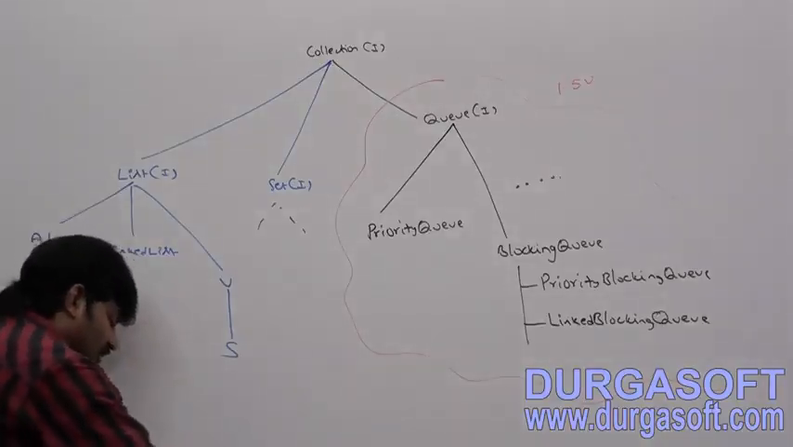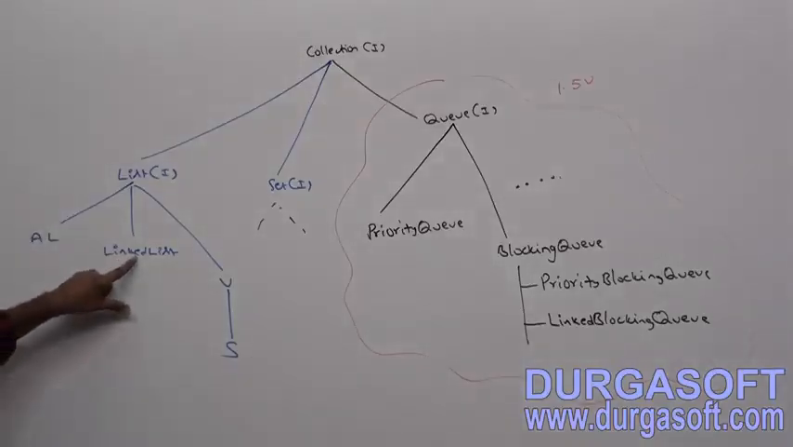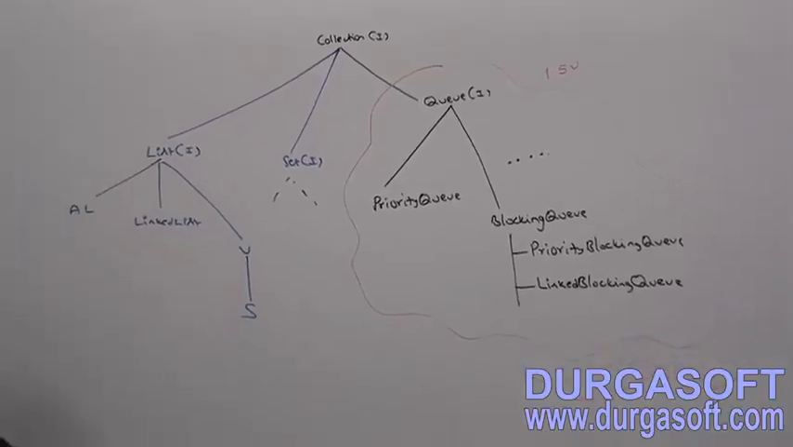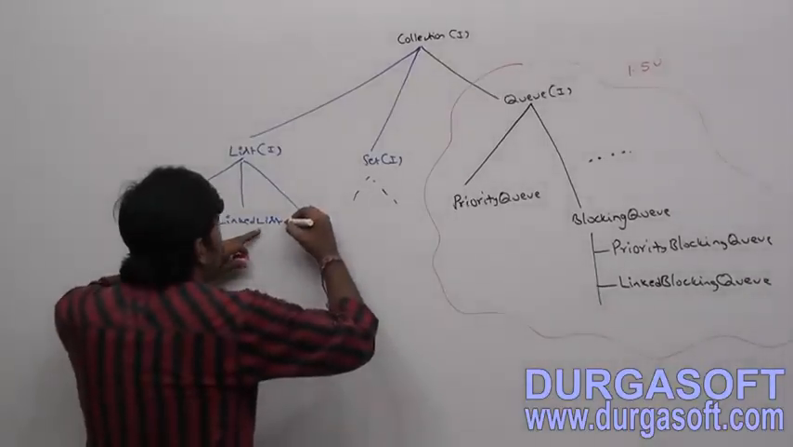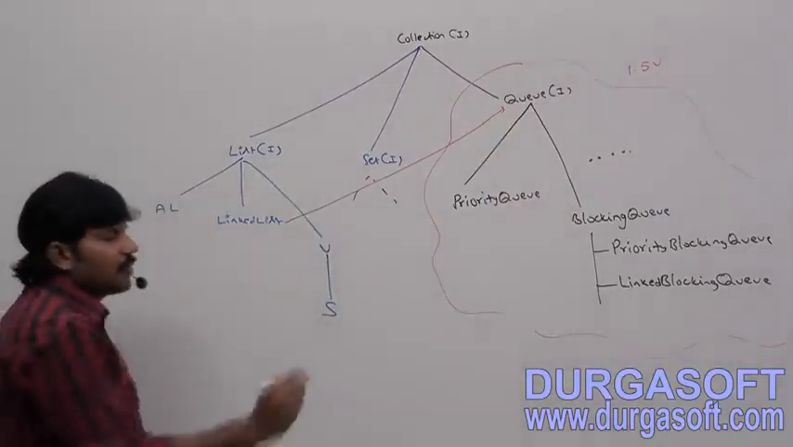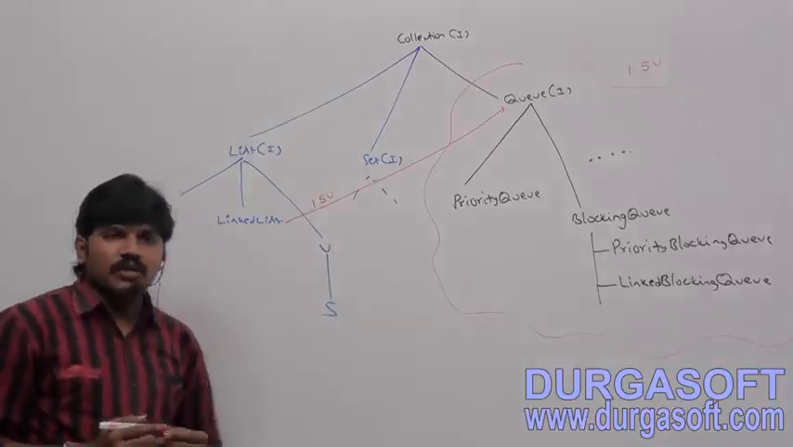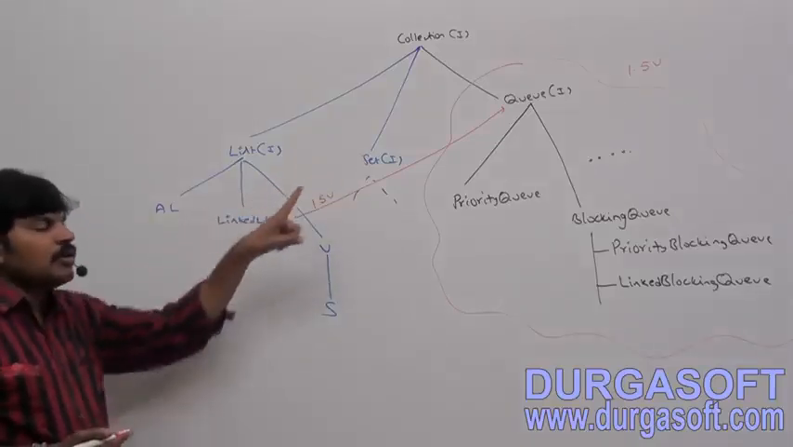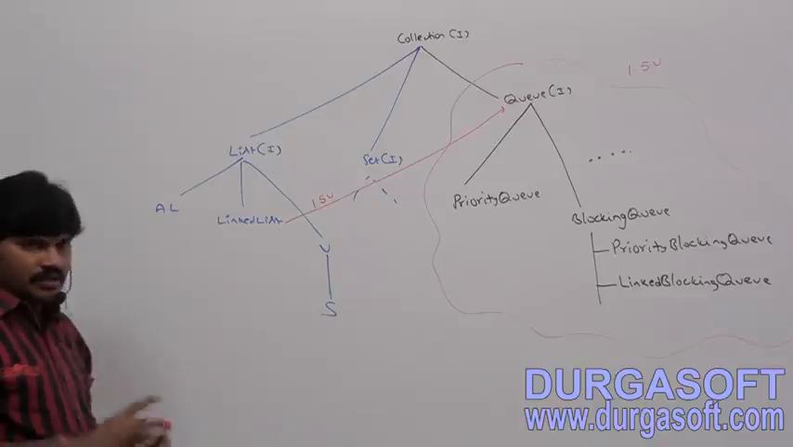But one point I didn't cover up to this. Linked list implements which interface? List interface. From 1.5 version onwards, the linked list class also implements the queue interface. Linked list implements list, and also queue. This came in the 1.5 version.